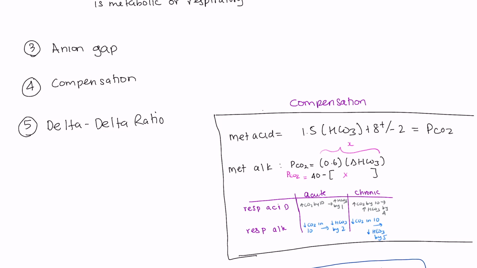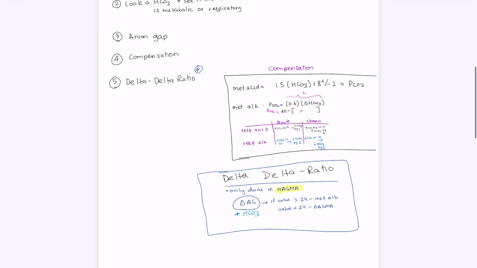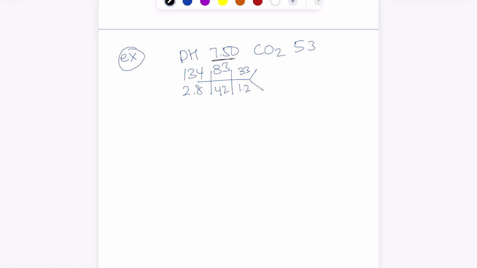So here, I'm given a pH of 7.5 with a carbon dioxide of 53, and I have a BMP. Sodium is 134, potassium is 2.8, chloride is 83, bicarb is 42, BUN is 33, creatinine is 1.2.